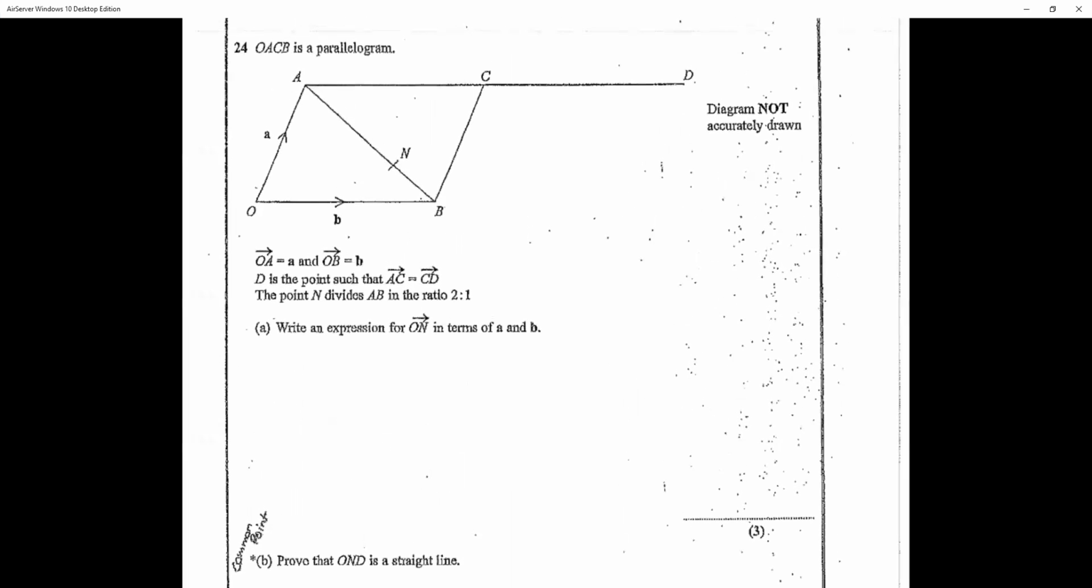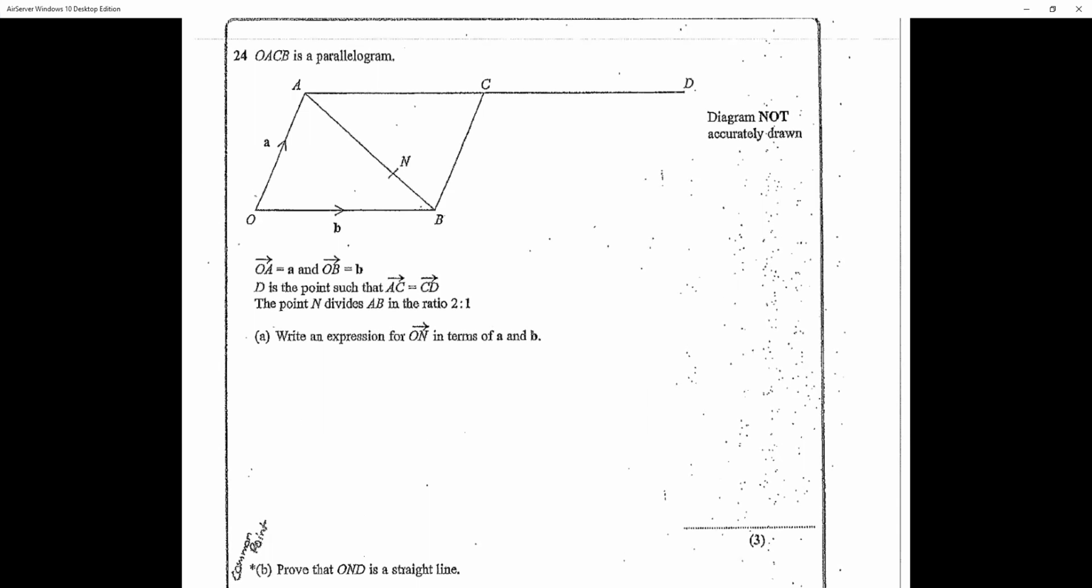OACB is a parallelogram. O to A equals A and O to B equals B. D is a point such that A to C equals C to D. The point N divides O to B in the ratio 2 to 1. Write an expression for O to N in terms of A to B.